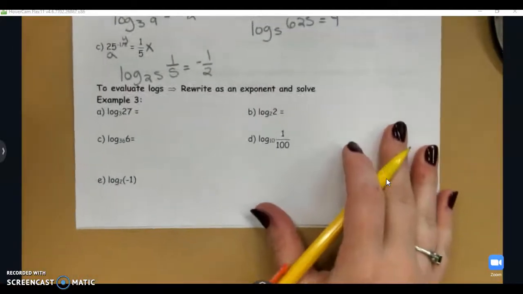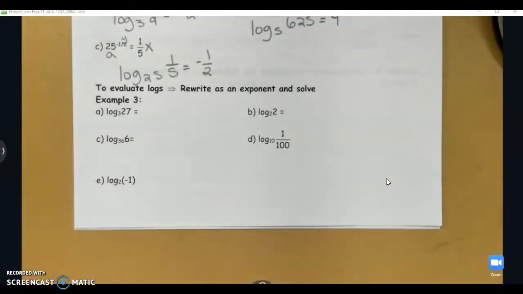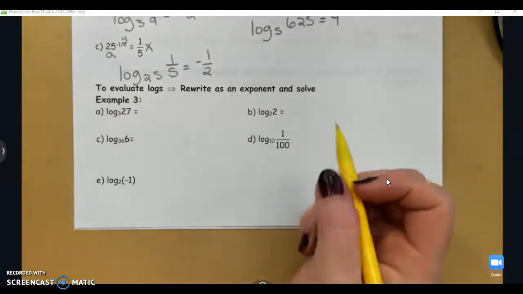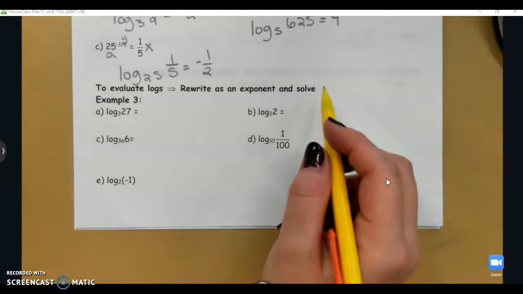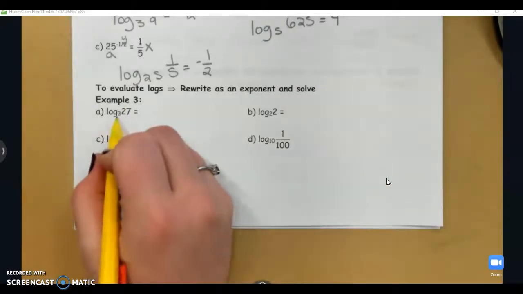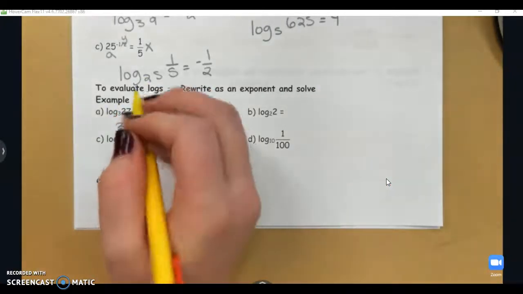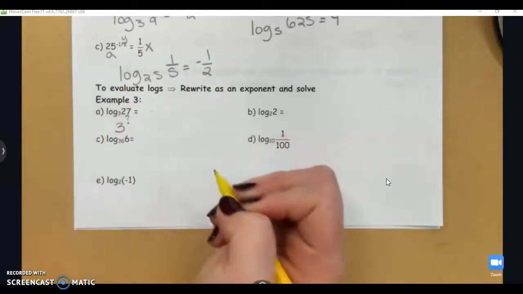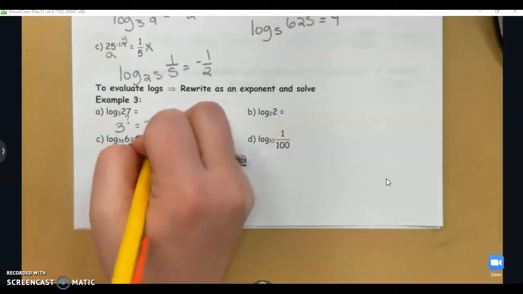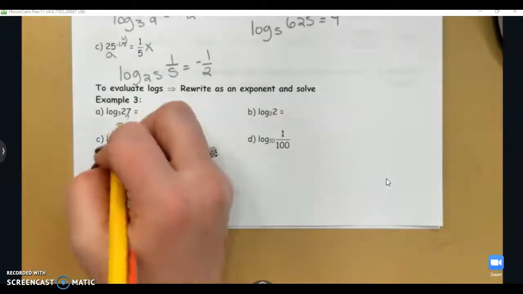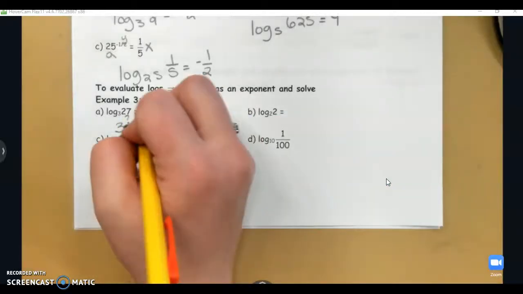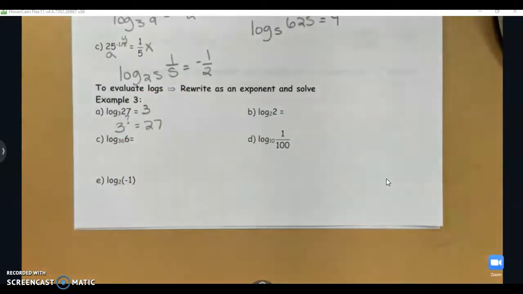So the next thing we do with these logs before we go into graphing is evaluating the logs. We're finding what goes on the other side of that equal sign. And you do that by rewriting it as an exponent and solving. So remember, 3 is our base here. And what's on the other side of your equal sign is going to be your exponent. So 3 to what power is 27? Well, that's 3 to the 3rd power. So log base 3 of 27 is 3.